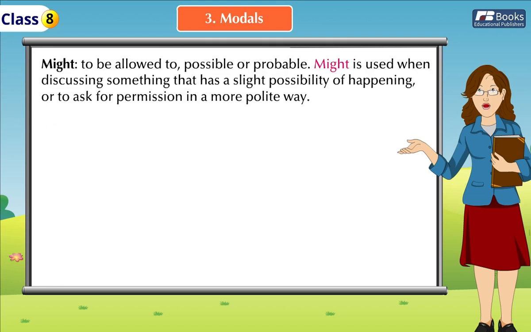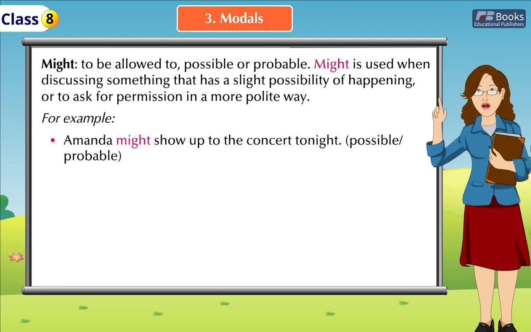Might, to be allowed to. Possible or probable. Might is used when discussing something that has a slight possibility of happening, or to ask for permission in a more polite way. For example, Amanda might show up to the concert tonight. Possible or probable.